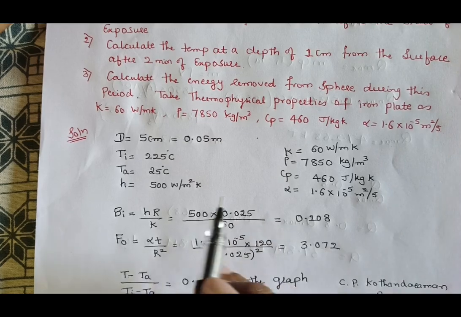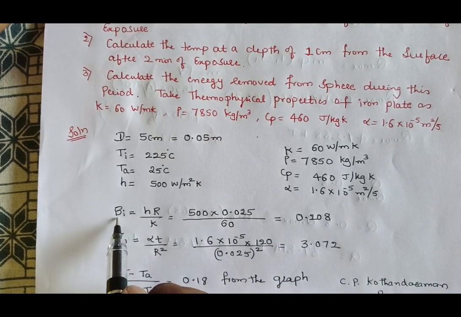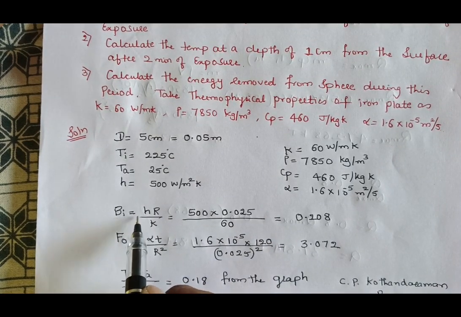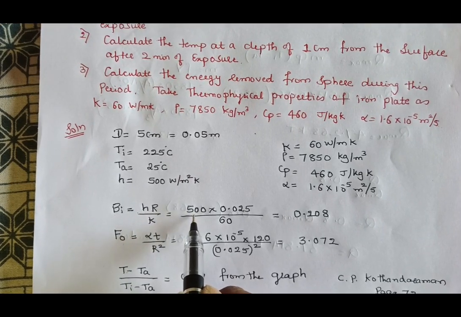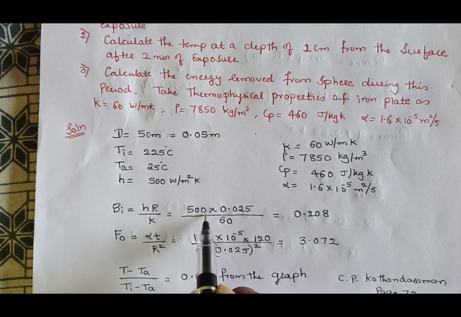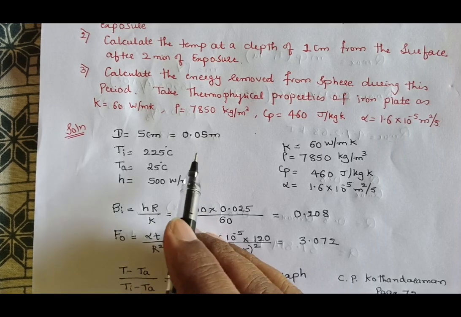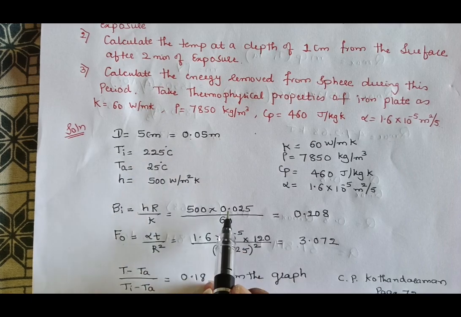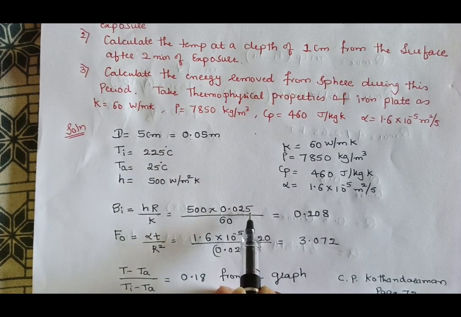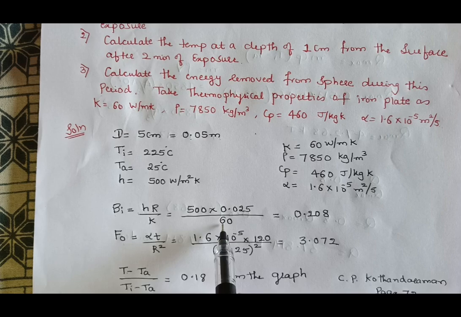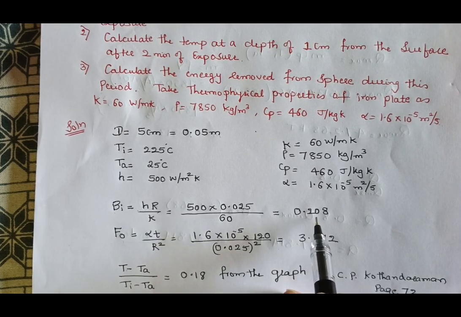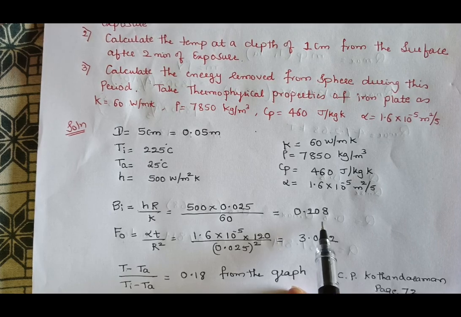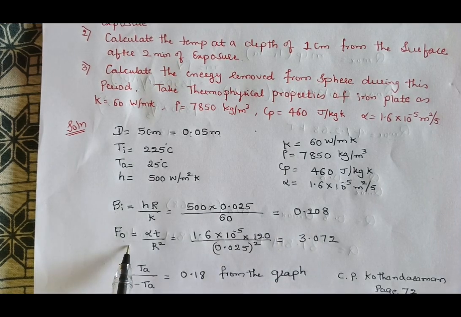So first we will calculate the Biot number. Biot number is given by the formula h into R divided by K. The heat transfer coefficient h is 500 watt per meter square Kelvin, into R, where the diameter is 0.05 meter, so R will be 0.025 meter, divided by thermal conductivity K, which is 60. So this value is 0.208.